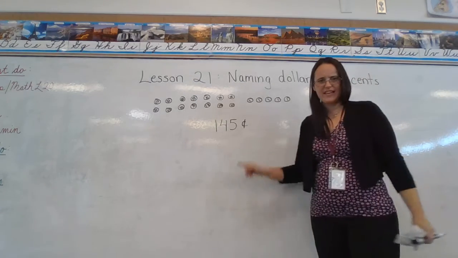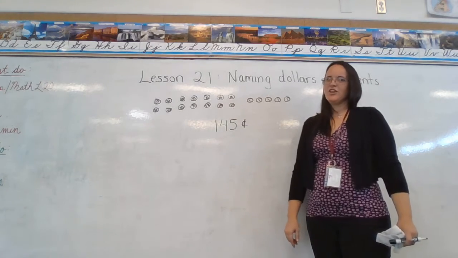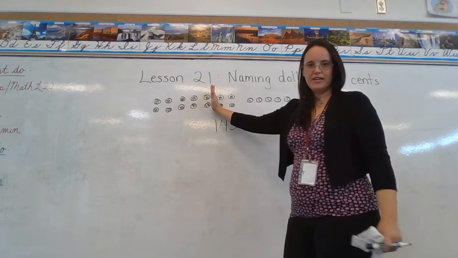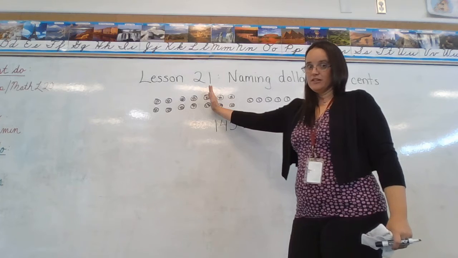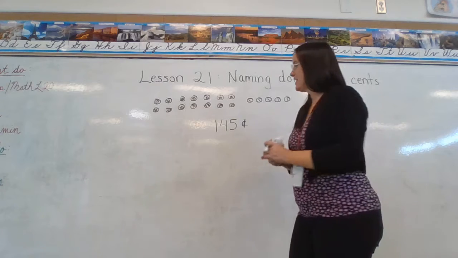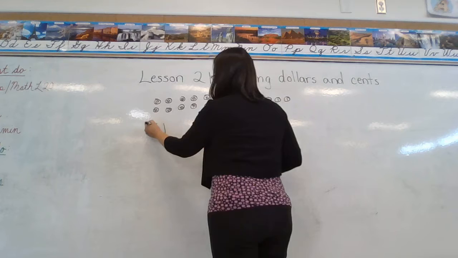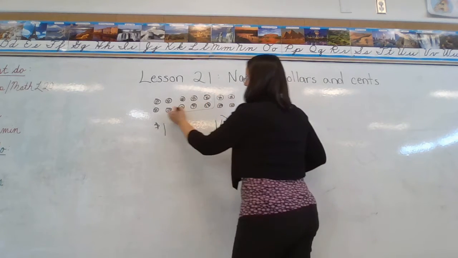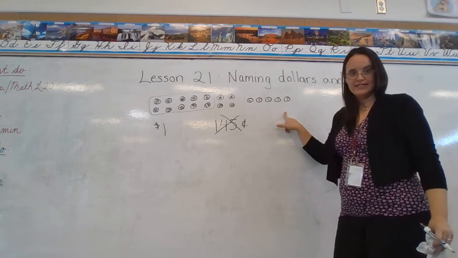We don't typically write it like this. 145 cents, that looks pretty strange. So once we get to 100, which was right about here, these 10 dimes, that makes $1. Once we get to 100 cents, we don't have 145 cents. What we have is $1 with my dollar sign there. And so that was these first 10. And then we have 45 cents.